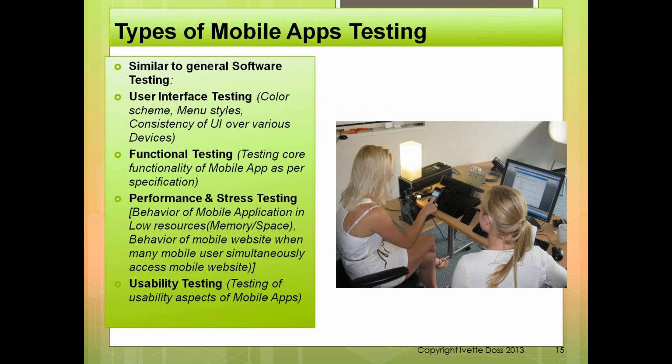I will not stop too much on the types of mobile testing, because yes, we have general user interface, we have functional, we have performance and stress, we have usability testing. Usability testing differs from user interface, because usability is more about how intuitive the application or program is, how complicated it is, where the site map is such that the user cannot find things, or cannot find the way back, things like that.